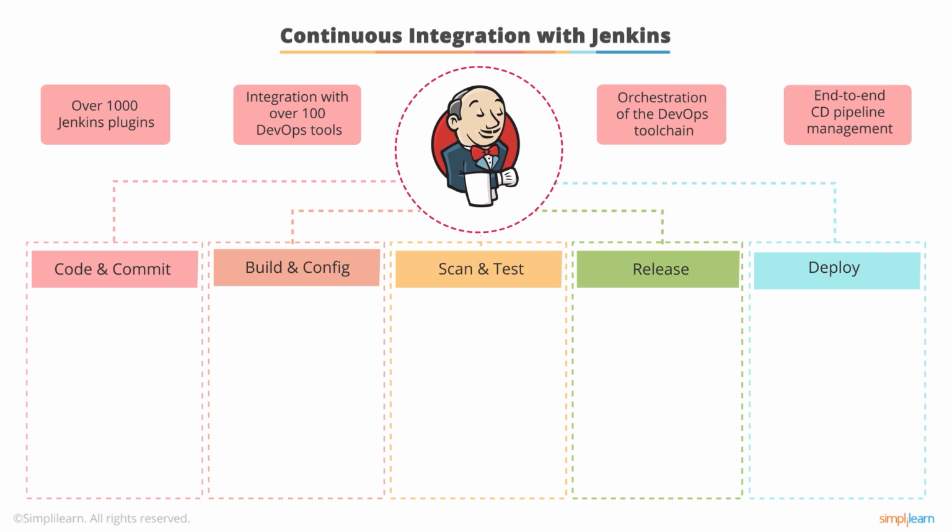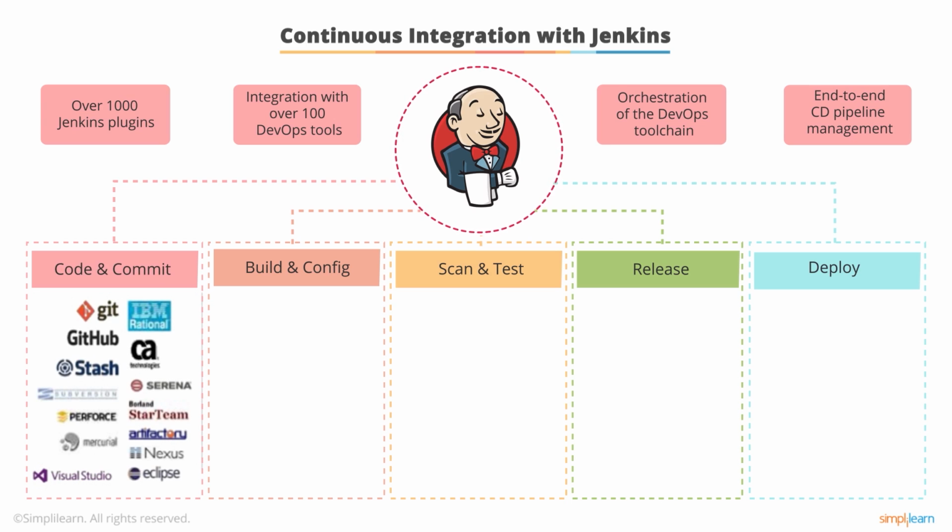You're going to incorporate a variety of tools with Jenkins during each phase of the process. During code and commit, developers use an integrated development environment, also known as an IDE, to create code. The popular ones are Visual Studio, Visual Studio Code, and Eclipse. And then they'll check the code into a version control system such as Git, GitHub, Perforce, or Mercurial. Some code might require binary dependencies that are stored in an artifact repository, such as Artifactory.